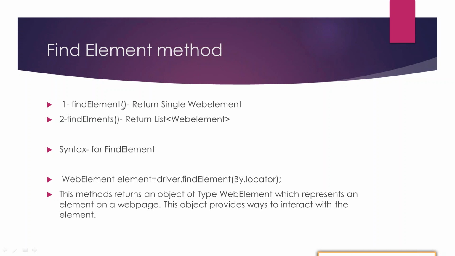findElement is one of the methods. How to recognize a method? Open and close brackets indicate it's a method, right? findElements is another method. What is the purpose of this? It returns a single web element. This one returns a list of web elements. That's the difference. Okay, I'll show you with code, then you'll understand.